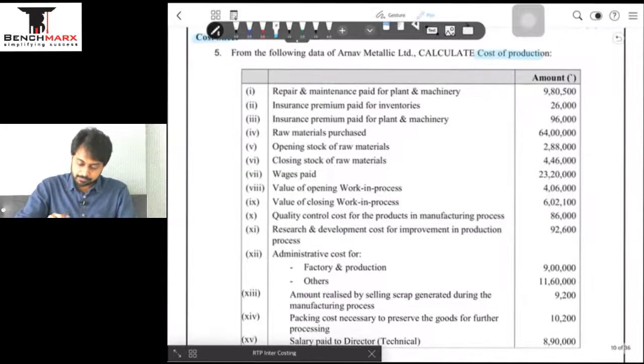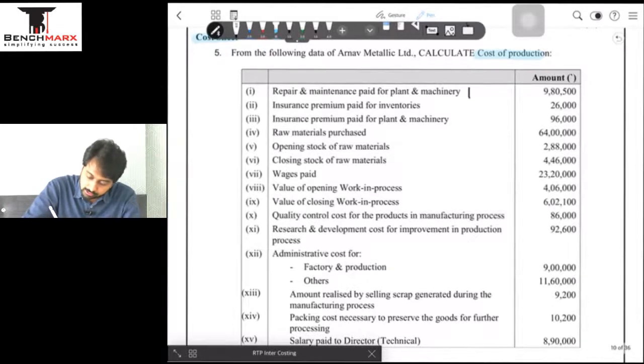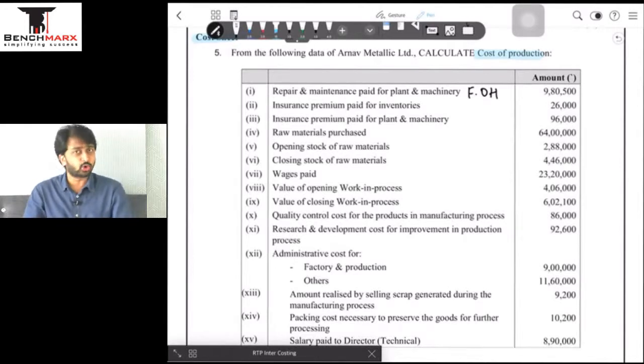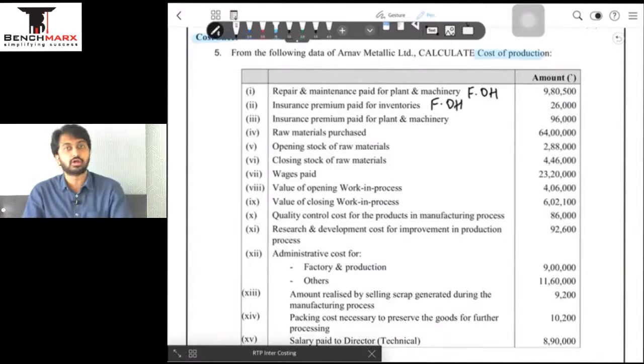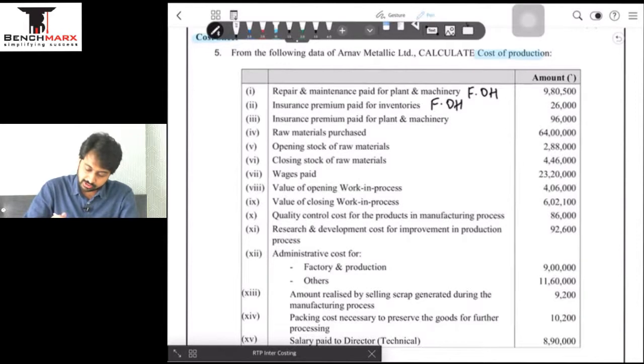What I'll do is, on this screen only, I'll just write down which expense will come in which row, and then we can directly go to the solution. So let us decide which cost goes where. Repairs and maintenance of factory, this will go in factory overheads, because they are factory based. Insurance premium paid for inventories, again not a direct cost, it's more of an indirect cost. Again it will go to factory overheads, assuming that the insurance is for raw materials. So it goes to factory overheads.